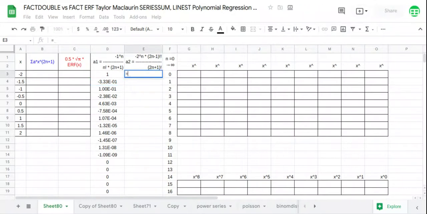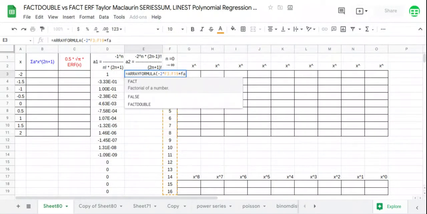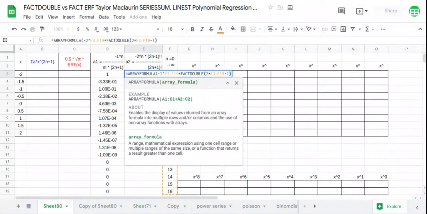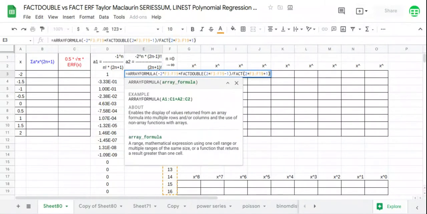Continue with the double factorial coefficients, which is our formula, minus 2 to the power n. There are two parts, so minus 2 raised to the power n. That's the first part. The second part is the double factorial, 2 times n minus 1, divided by, there's only one item at the denominator, that is factorial, 2 times n plus 1, and enter.